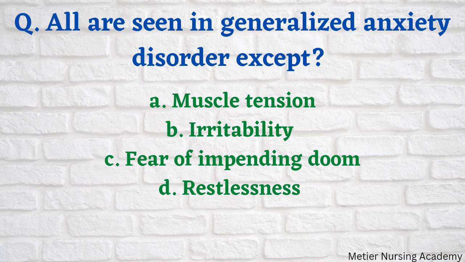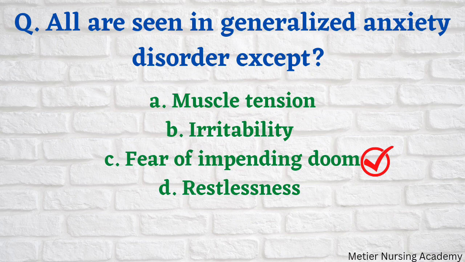The next question is, all are seen in generalized anxiety disorder except: the options given here are muscle tension, irritability, fear of impending doom, restlessness. And here the right answer is option C, fear of impending doom. Why I selected this answer? Whenever the patient is experiencing generalized anxiety disorder, the person can face severe muscle tension, irritability, restlessness, difficulty in concentration, nervousness. These symptoms are very common.